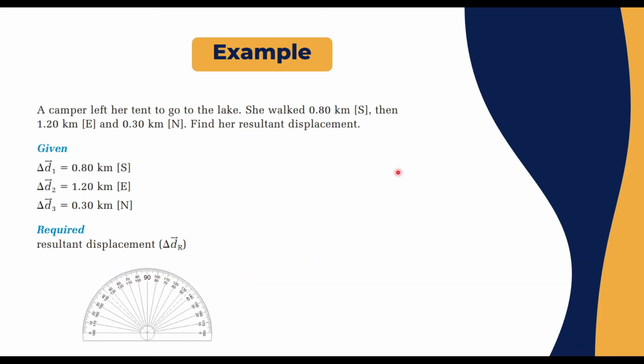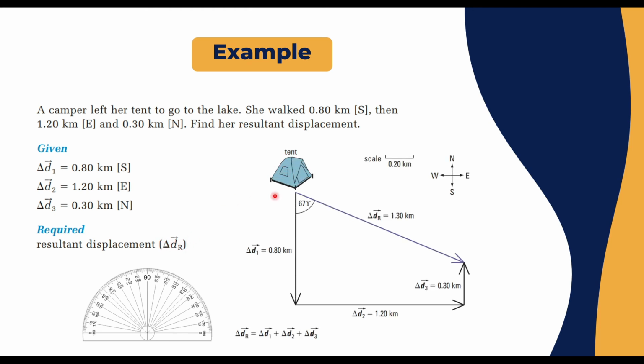So you have a camper who left her tent to go to the lake. Her tent is the origin point, as we will see in the drawing or in the graph. She walked 0.8 kilometers south, then 1.2 kilometers east, then 0.3 kilometers north. Find her resultant displacement. What we're given: delta D1 is 0.8 kilometers south, delta D2 is 1.2 kilometers east, delta D3 is 0.3 kilometers north. What is required? The resultant displacement, delta D r.